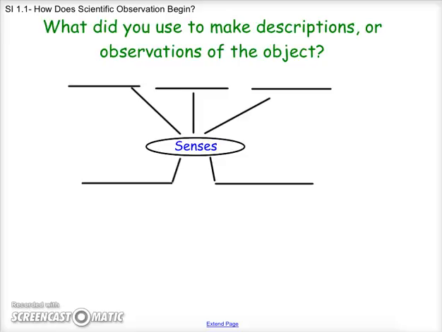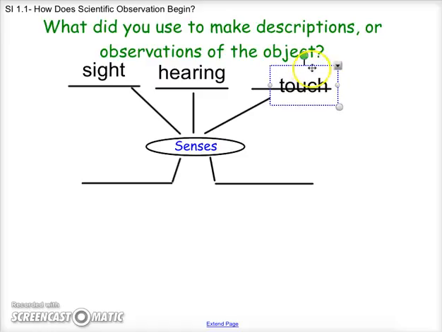So scientists use observations based on senses, and our five senses are sight. So we use our sight to make observations. So what do we see? We also use our hearing. So what do we hear? What noises, sounds, or pitches do we hear? We also use our touch. So what does the object feel like? What texture does it have?